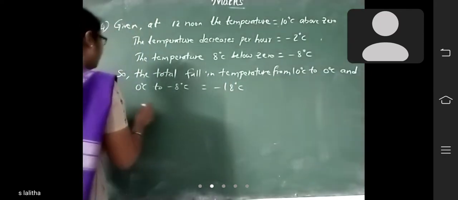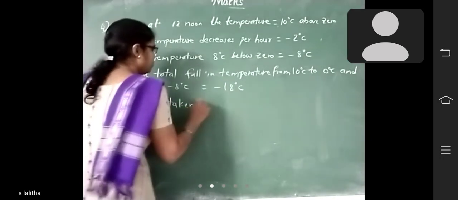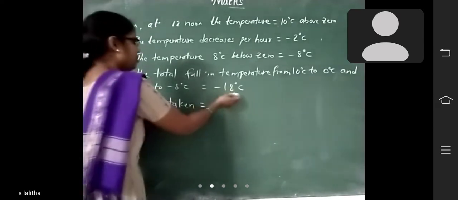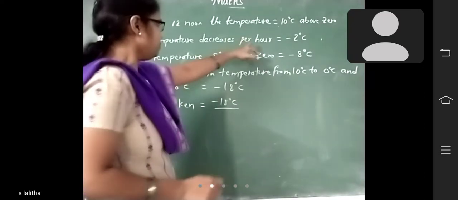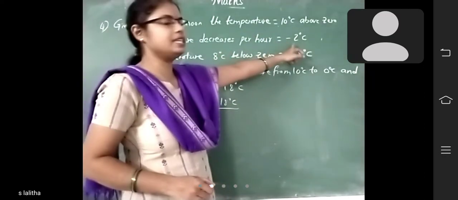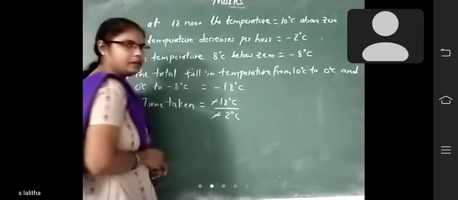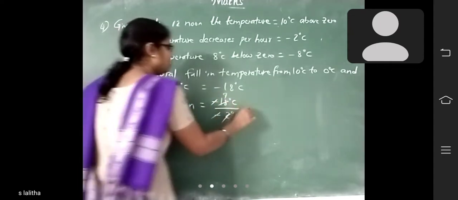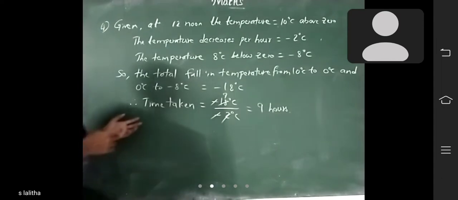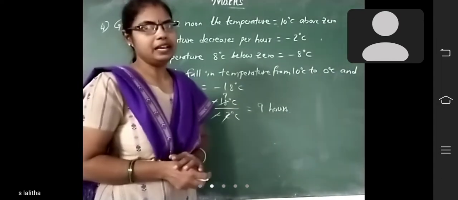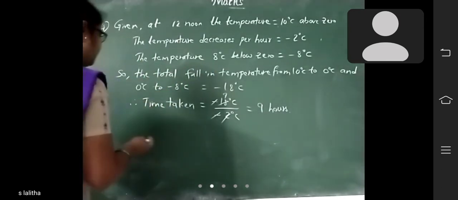Okay. Now time taken. Therefore, time taken equal to, what is the temperature here? Minus 18 degrees centigrade divided by per hour. How much the temperature decreases here? 2 degrees centigrade. So minus 2 degrees centigrade. So minus minus will be cancelled. 2 nines. So what is the answer? 9 hours. So time taken is equal to how many hours? 9 hours. Now you should find at what time it is minus 8 degrees centigrade.